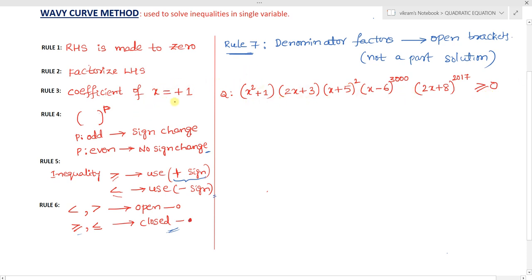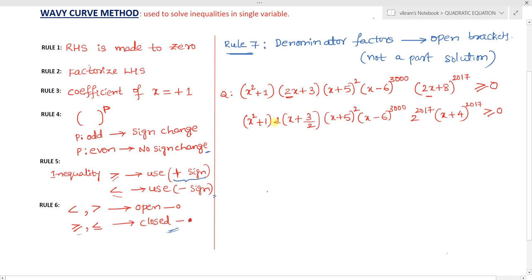And next, the coefficient of x should be plus 1. Here the coefficient of x is 2, and here the coefficient of x is 2. That means we need to make it plus 1. So x² + 1 we write as x² + 1. If we take 2 as common, we can write x + 3/2, and the next factor is (x + 5)². And for (x − 6), the coefficient of x is 1 to the power 3000. Again we can take 2 outside: 2^2017 into (x + 4)^2017, we obtain this 2^2017, greater than or equal to 0.